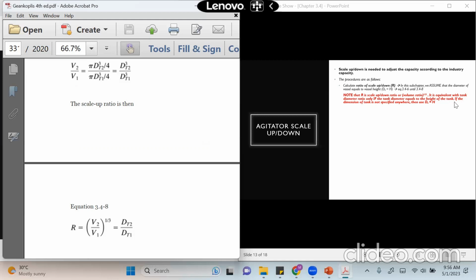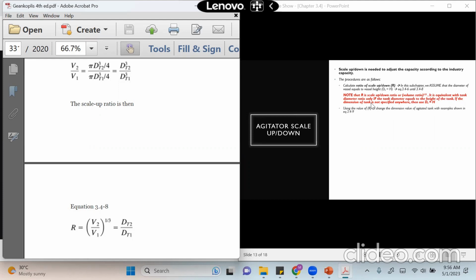However, if the tank diameter is not equal to the height of the tank, then we cannot use the volume ratio to the power of 1/3 as equal to the tank diameter ratio. Cannot. It must not be equal. Another case: if from the problem I don't know whether the dimension of the tank is the same as the height, it's not specified anywhere, then you can assume that dt equals h. However, if the problem mentions that the tank diameter does not equal the height of the tank, then I cannot use the principle of volume ratio to the power of 1/3 equals the tank diameter ratio. Cannot. It's very important.